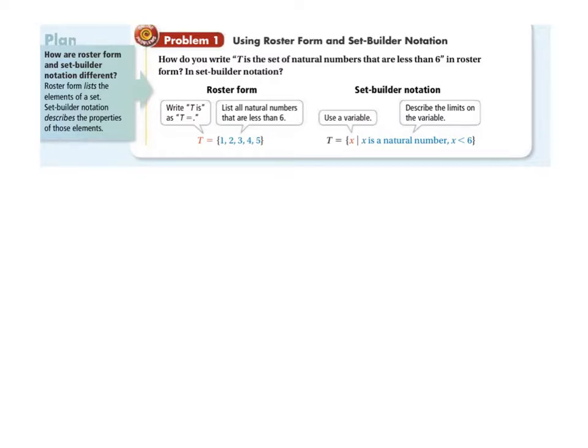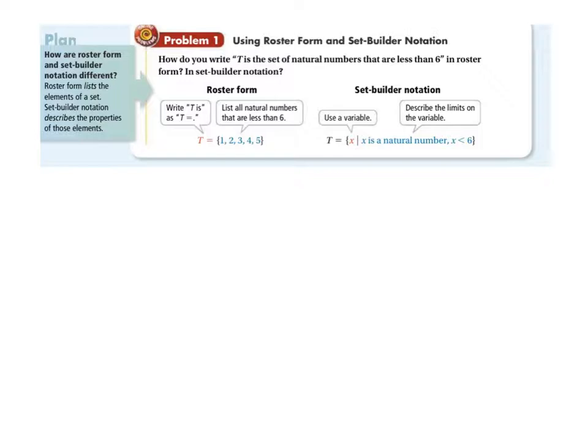Alrighty, so continuing with 3.5, we have our examples. And make sure you do these, please. Don't skip over them. This is a little more difficult than you think it is. Using roster form and set builder notation, how do you write T, the set of natural numbers that are less than 6?